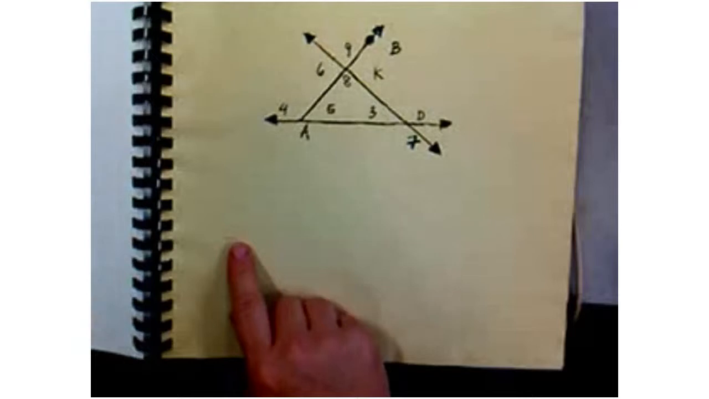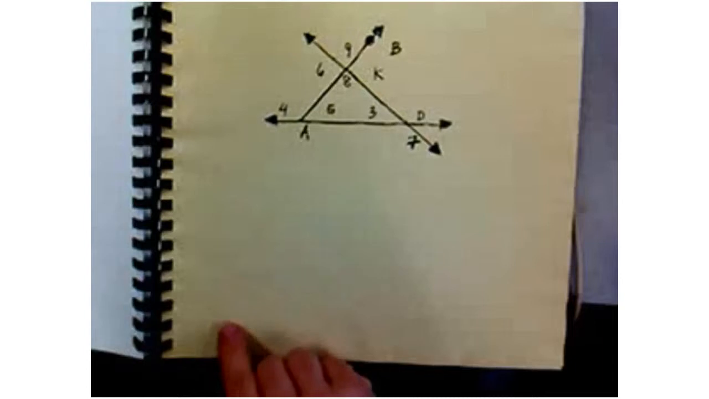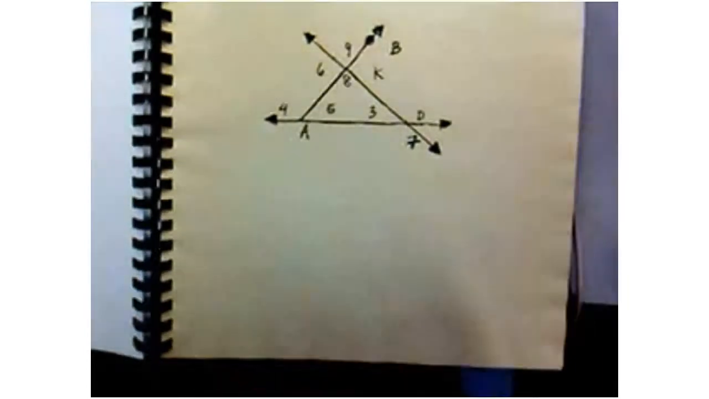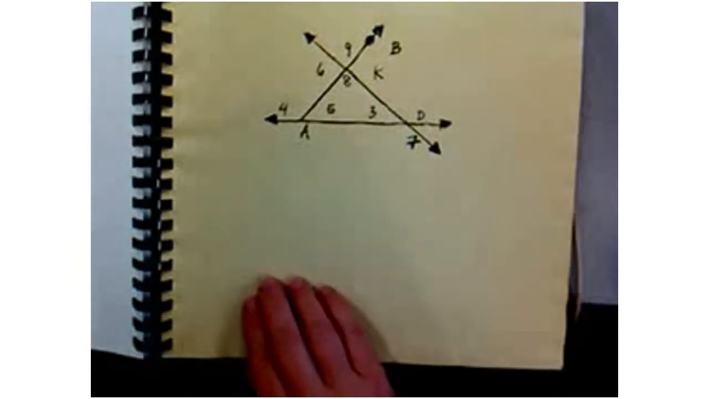That would be false. An exterior angle is an angle that forms a linear pair with one of the interior angles. Number 5, the triangle inequality theorem states that the sum of the measures of any two sides of a triangle is greater than the measure of the third side. And that would be true. That was just discussed in 7-4.